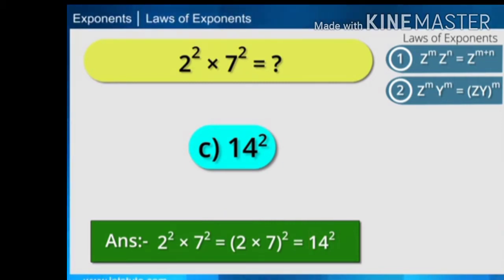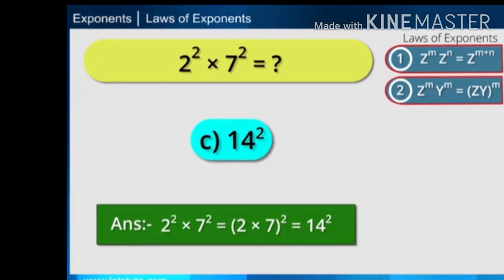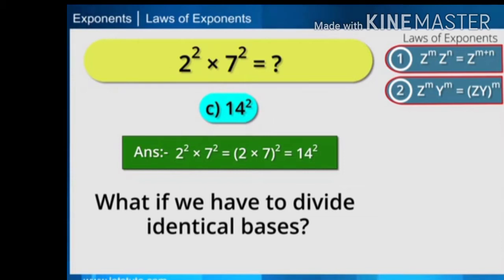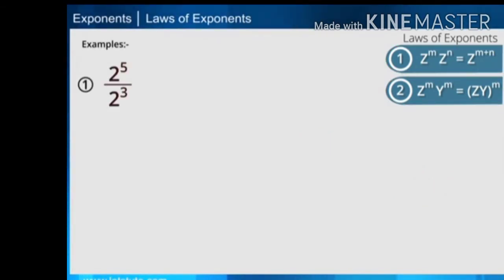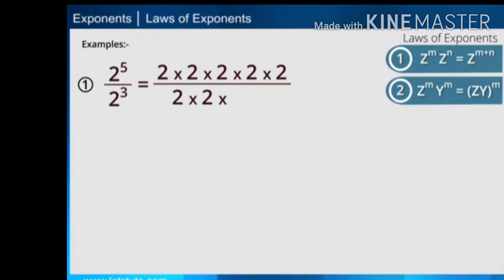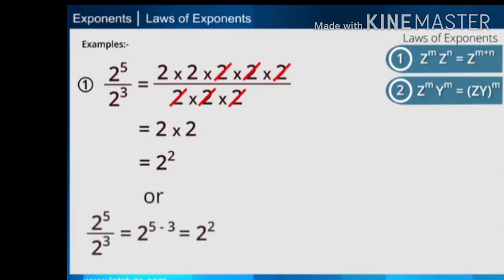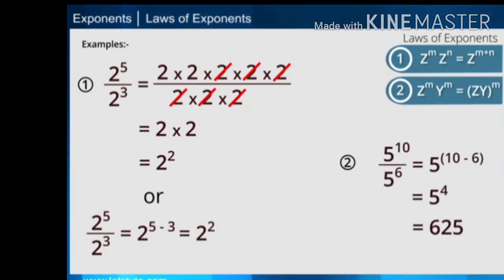Now moving ahead, this was when we have to multiply identical bases and identical exponents. But what if we have to divide identical bases? Let's see what will be the solution for the following examples. First example, or easier option to do this is, next if we have, here we can see that the bases are identical. Therefore, to divide identical bases, we have to subtract the exponents.